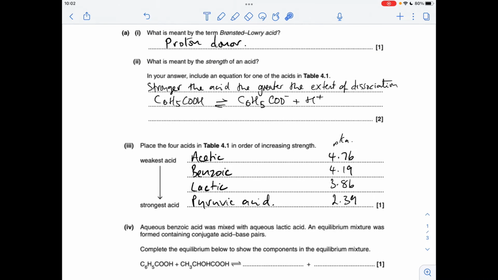And the last part of it, all we've got to do is complete the equation. We don't have to identify the acid-base pairs. Sometimes you get asked to do that. So what we've got to do is look at the pKa values of the two acids in question. So benzoic acid 4.19 versus lactic acid 3.86. So that lower pKa value for lactic acid means it's a stronger acid. So it will therefore donate its proton to the benzoic acid, which means that the benzoic acid has to act as a base, which gives us those.